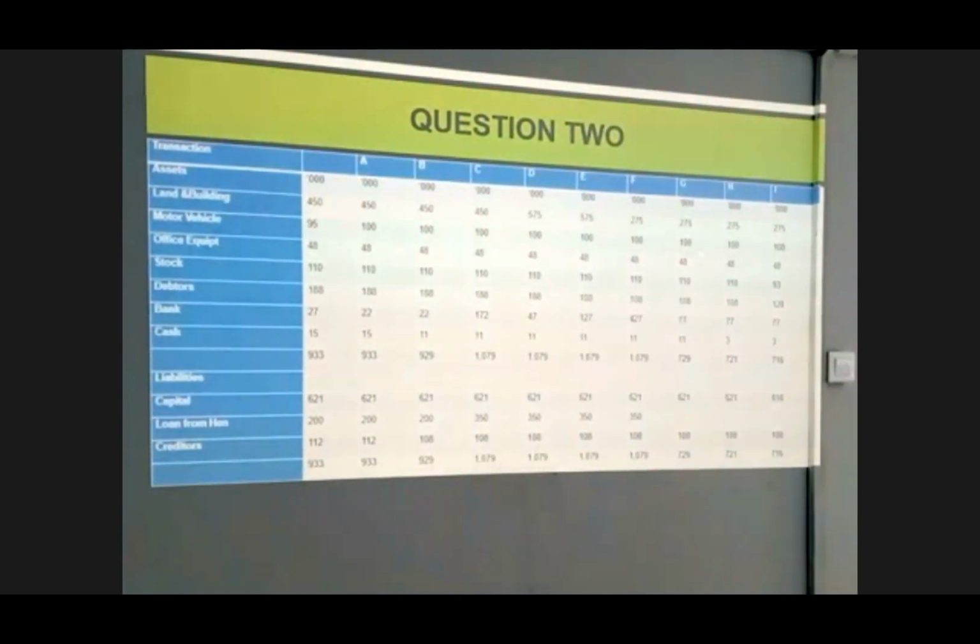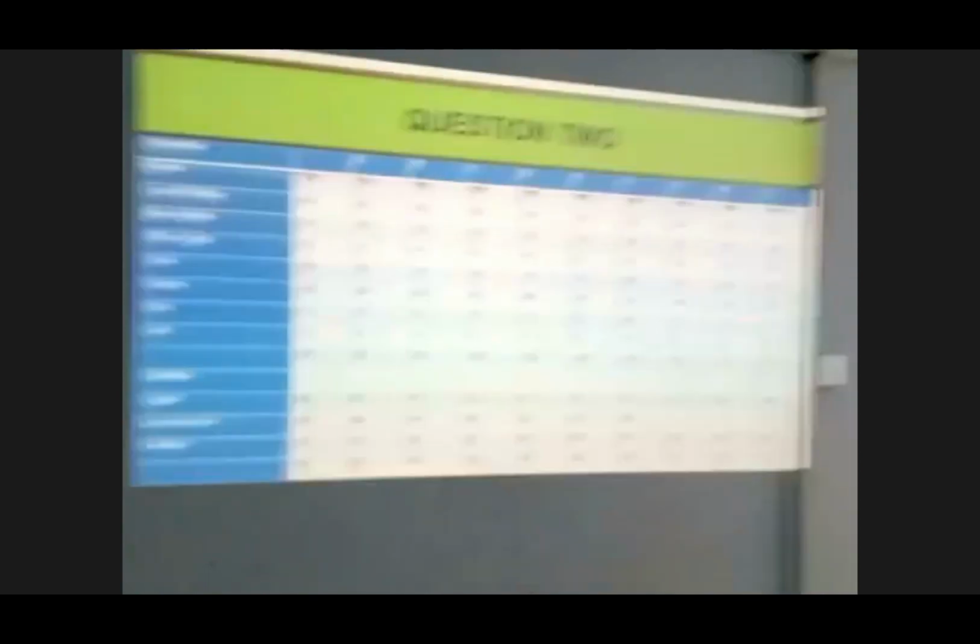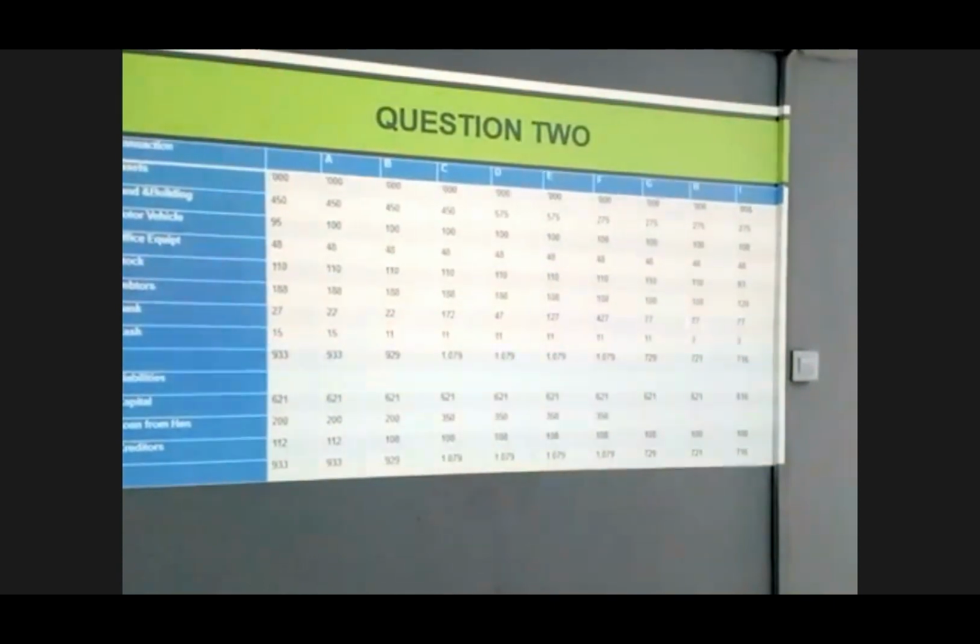What has happened here? Any change? Stock, motor vehicle, office equipment, stock. That's reduced by 17,000. What about debtors? That's increased. Debtors has increased by what? 12,000. Okay, let's see if we have any other change.